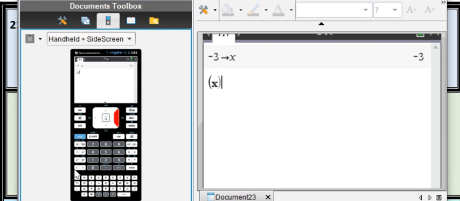x cubed. You didn't really need parentheses there, but I tend to always put parentheses when I know there's a negative. So plus 2x squared, minus x. And our answer is -6.